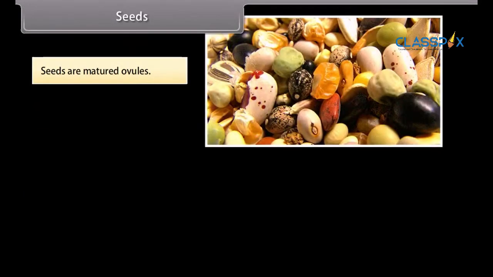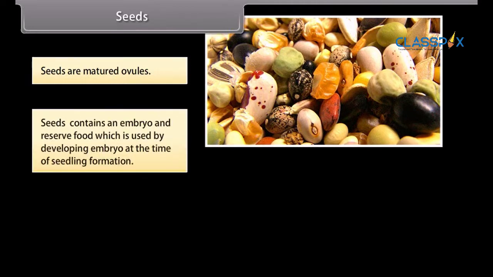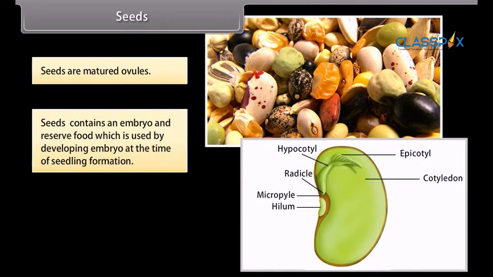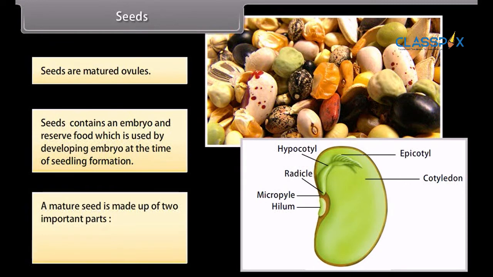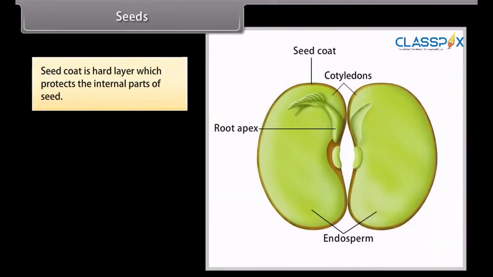Seeds. Seeds are matured ovules. Seeds contain an embryo and reserve food which is used by the developing embryo at the time of seedling formation. A mature seed is made up of two important parts: seed coat and embryo. Seed coat is a hard layer which protects the internal parts of seed.